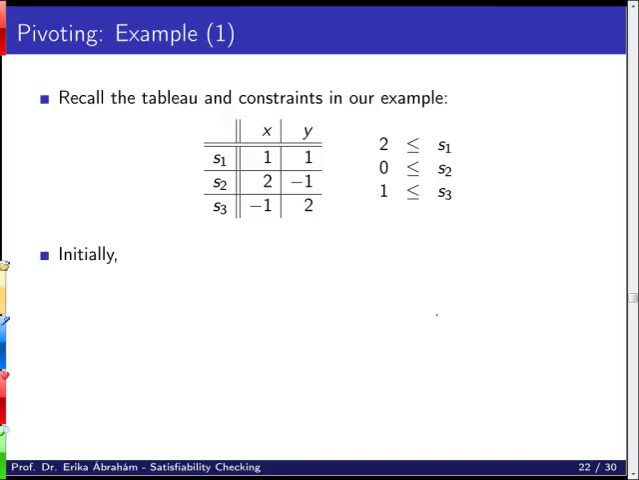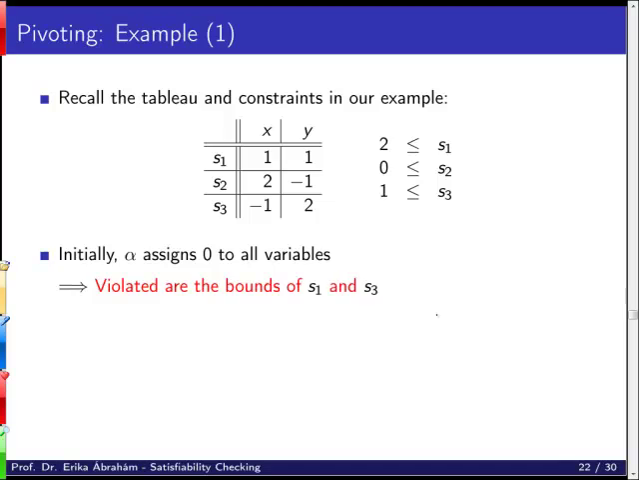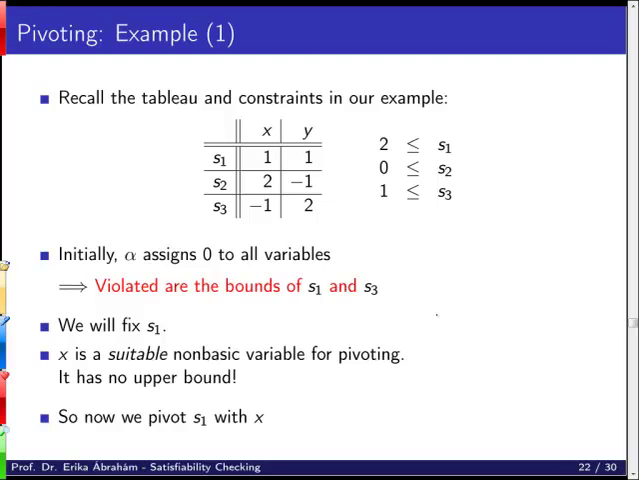We have this constraint system from the beginning, and these are our bounds. Initially, we said that all variables have the value 0. x is 0, y is 0. That means all the slack variables are also 0 according to the equations. And since S1, for example, must be larger or equal to, this bound is violated. S2 satisfies its bound, but S3 is also violated. So I have the possibility to choose either S1 or S3 for pivoting, and we choose in this example S1.